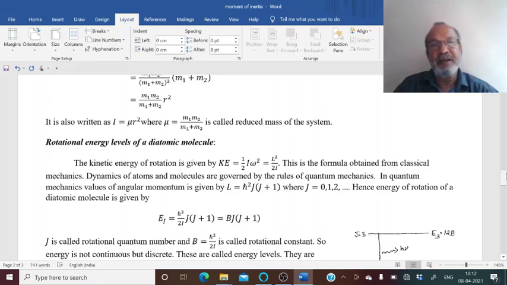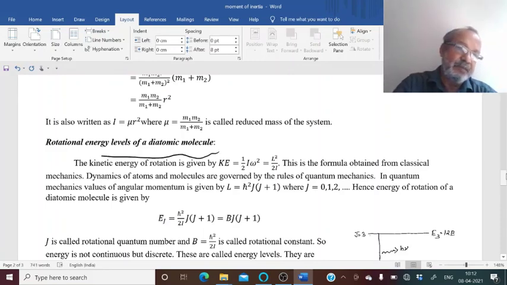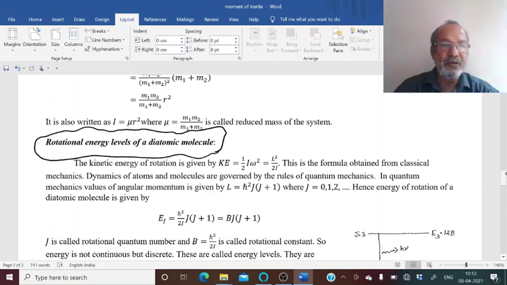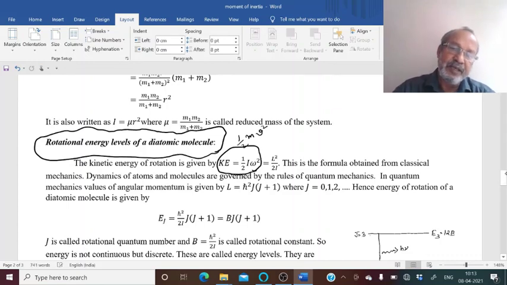In this class we will study the significance of the result we have obtained in the last class, and we will study rotational energy levels of a diatomic molecule. You might have already studied in lower class that kinetic energy of rotation is given by half I omega square. This is just like the equation half m v square, kinetic energy in the case of linear motion. In rotational motion, this m will be replaced by I and velocity will be replaced by angular velocity.